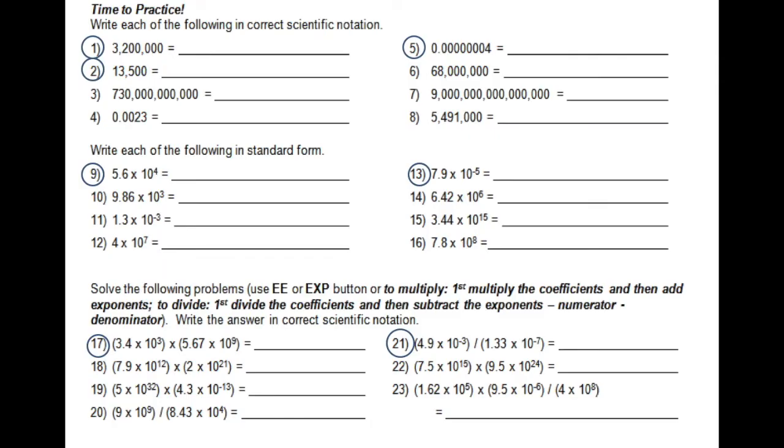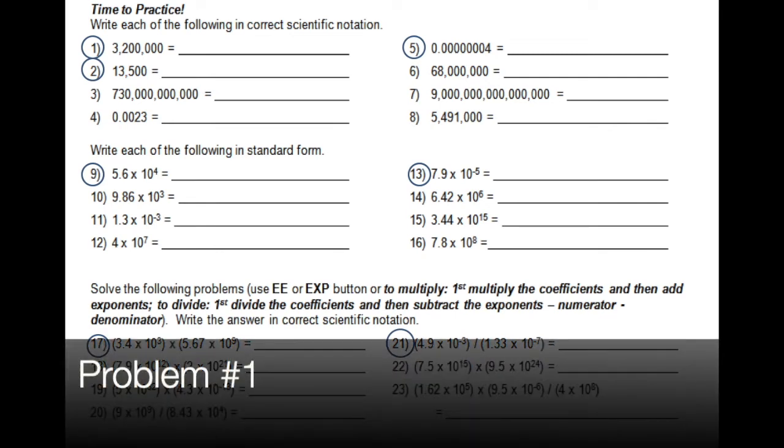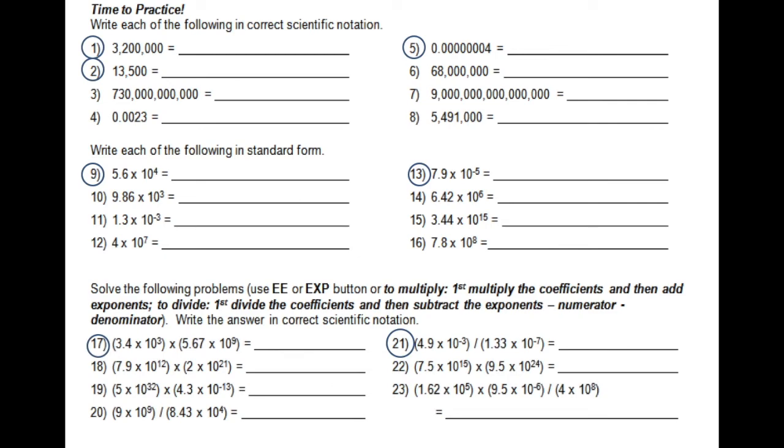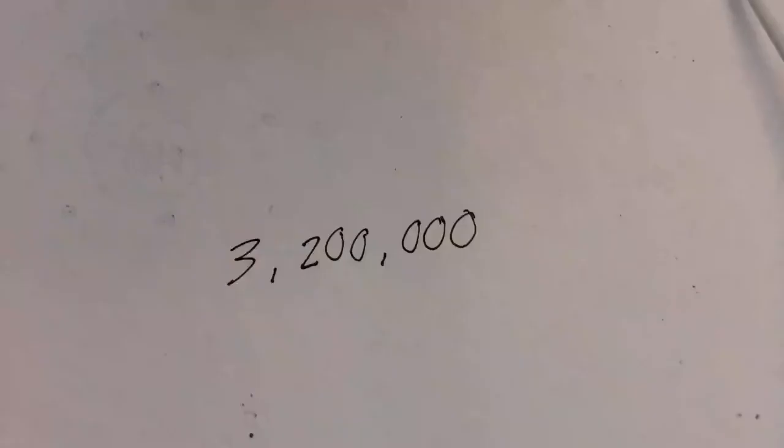So we're going to conclude today's lesson by practicing some of our scientific notation. You're going to complete this entire page, but I'm going to go through a few of these examples with you. So the first one says, time to practice. Write each of the following in the correct scientific notation. So number 1, you have a really big number, and you're going to want to count how many places do I move my decimal point to the left so it's right behind the 3.